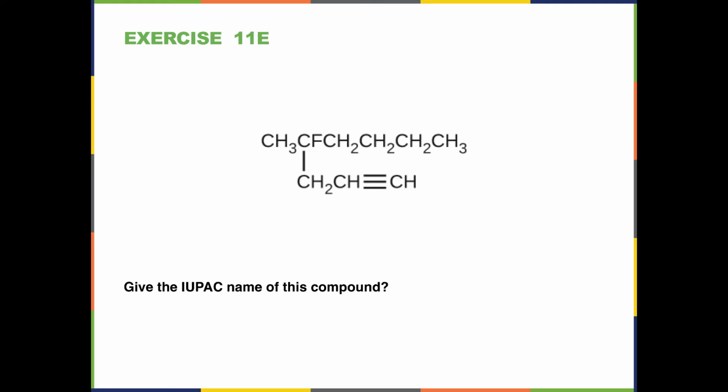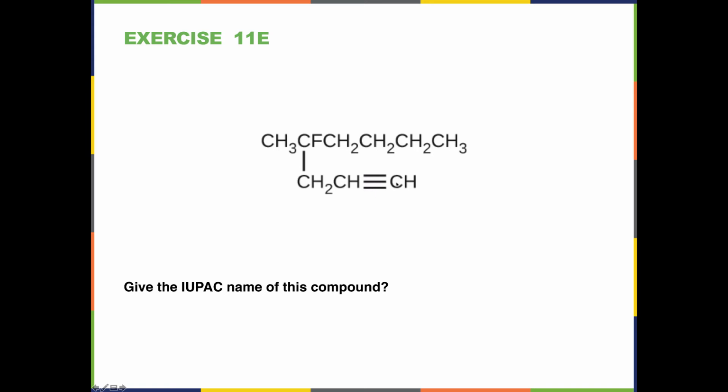Give the IUPAC name for this compound. Okay, again, you need to start and count, and you should start either here or here and count 1, 2, 3, 4, 5, 6, 7, 8. So this is octane, but now you have a triple bond here, so it's yne, octyne, and you have a fluorine here. So you start counting on the end where the triple bond is.